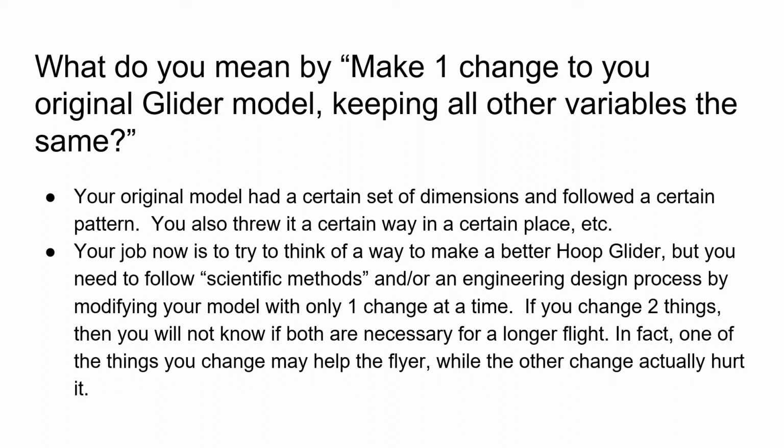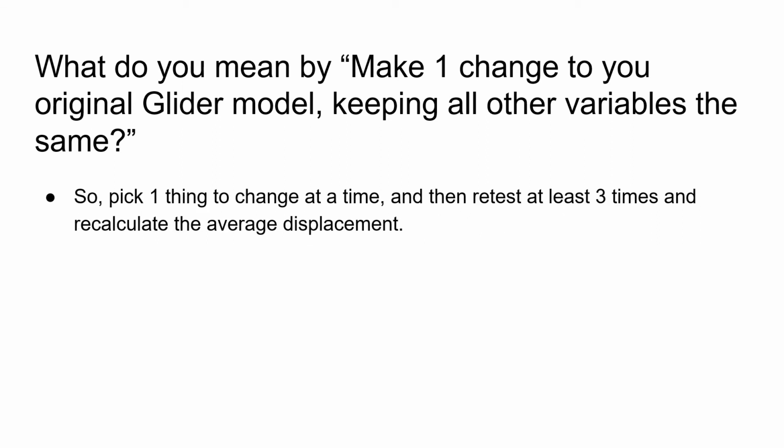So if you change 2 things at a time, for example, you can't explain whether it's working better or worse due to one factor or the other, because you changed 2 things at once. If you go outside on a windy day and your original model did not have wind, then again, that's a variable that's changed. So you may change, say, the size of the ring and have wind assistance. That's 2 variables. You need to try to control for that as best as you can. So, bottom line, pick one thing to change, retest at least 3 times so you can have an average. Recalculate that average displacement and compare it to your previous trial.